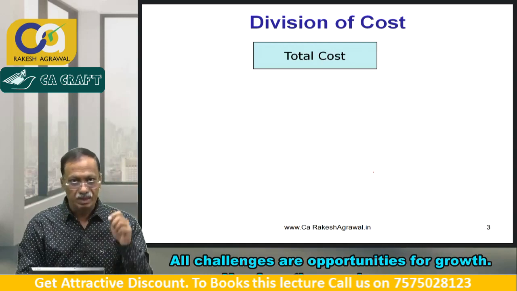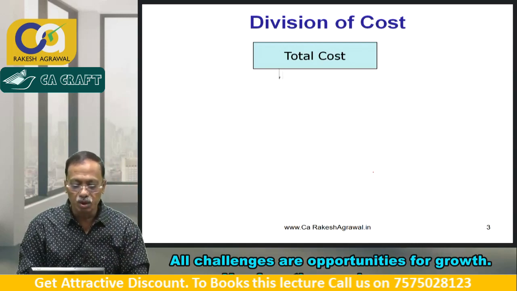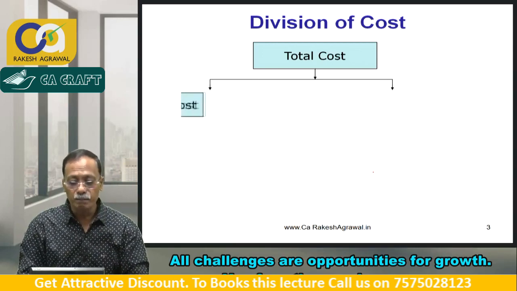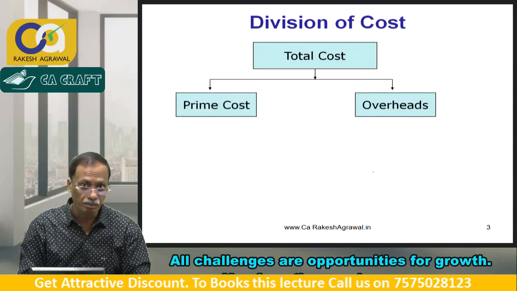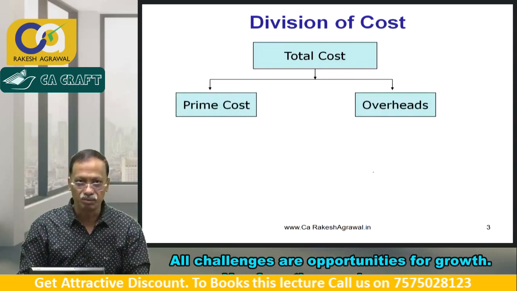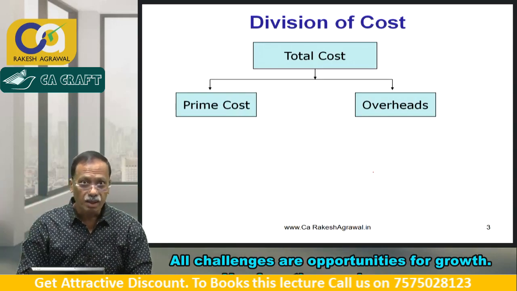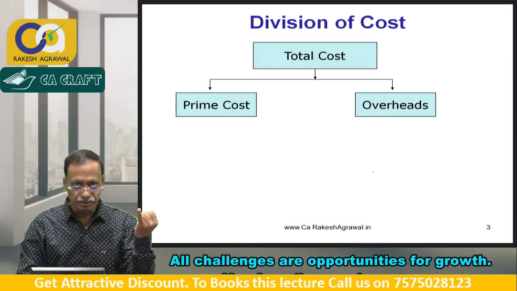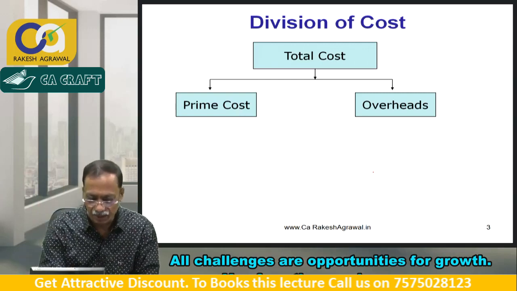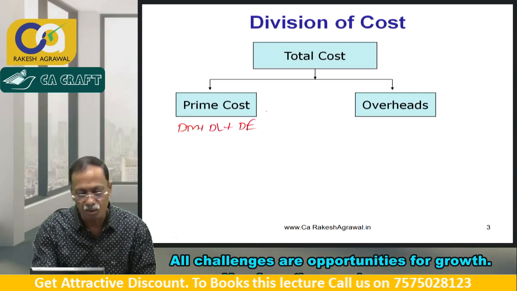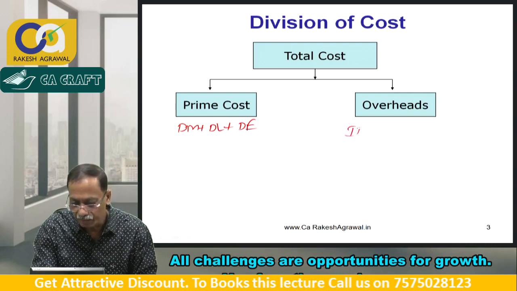If you remember, in the first lecture, I had divided total cost in two parts, and we had seen the cost sheet also, if you remember. And these two parts were prime cost and overheads. This is the normal classification of cost. Prime cost is direct cost, overheads is indirect cost. Prime cost consists of direct material, direct labor and direct expenses. I hope you remember this, right? Direct material plus direct labor plus direct expenses is your prime cost. And overheads consists of indirect material plus indirect labor plus indirect expenses.